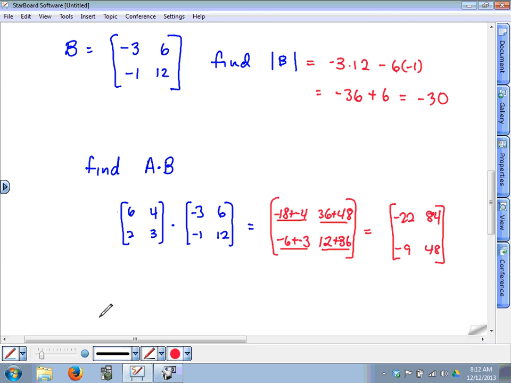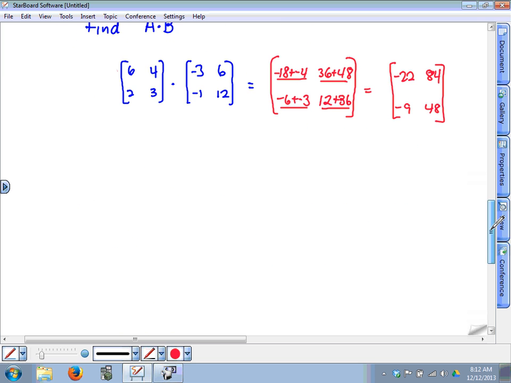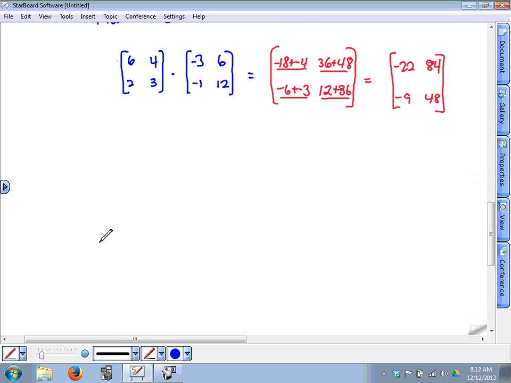You guys ready for 3 by 3? It is significantly different than a 2 by 2. Let's go back one more time. How do you find the determinant of a 2 by 2? AD minus BC. Okay? Here we go.